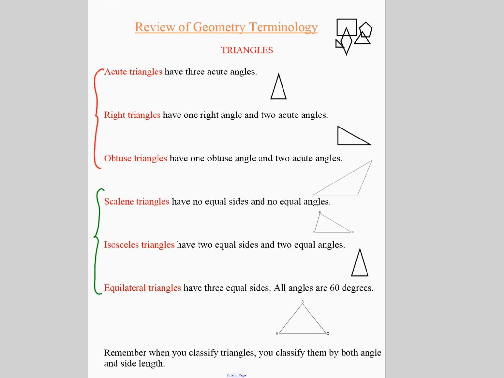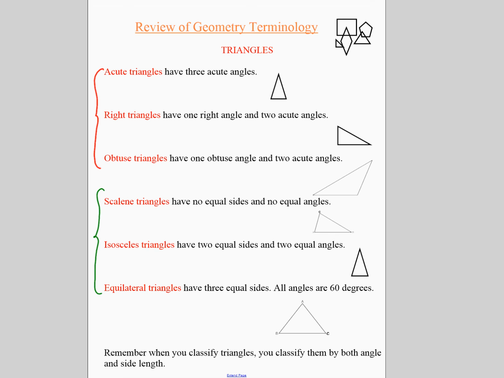So acute triangles are triangles where all three angles are acute. Right-angled triangles are triangles in which there's one right angle and then two acute angles. And obtuse triangles are triangles in which there's one obtuse angle and two acute angles. You cannot have a triangle that has more than one right angle or more than one obtuse angle, because angles in a triangle add up to 180 degrees. And then by side length, scalene triangles have no equal sides, and by definition, because they have no equal sides, they also have no equal angles.